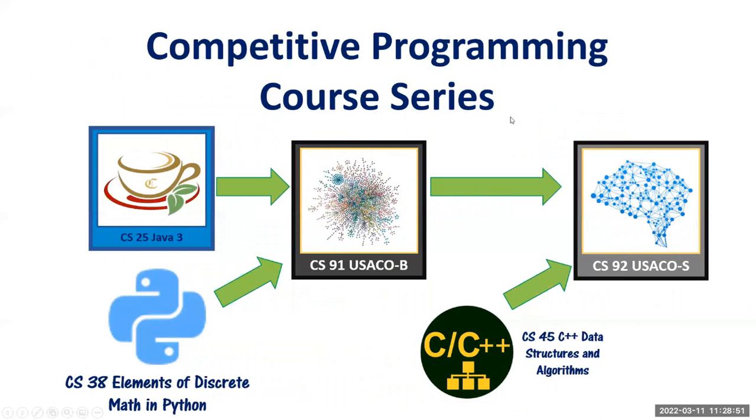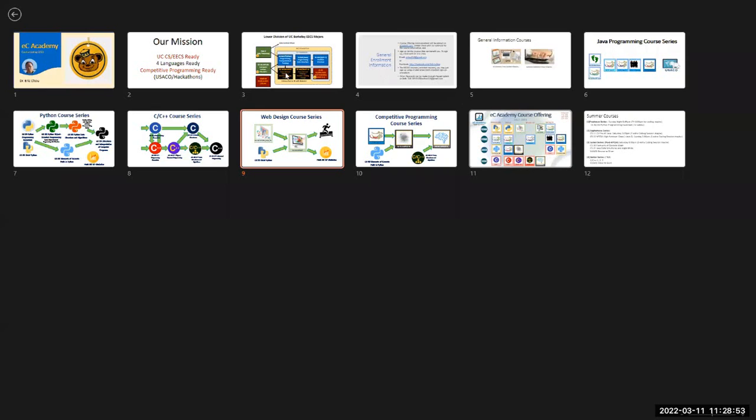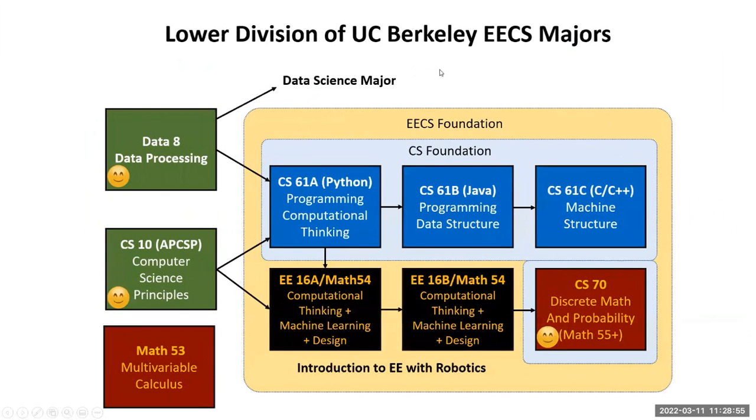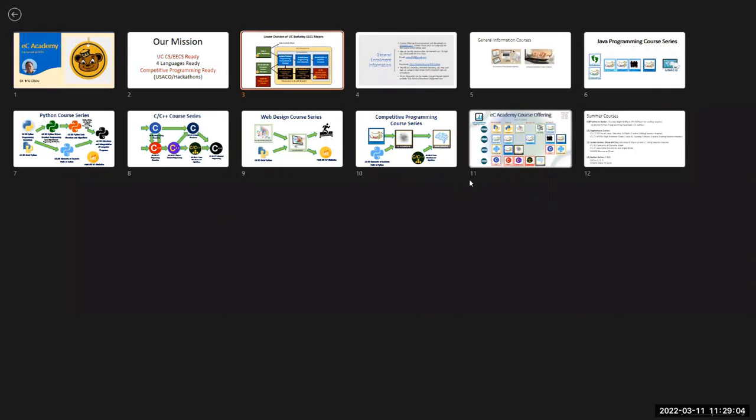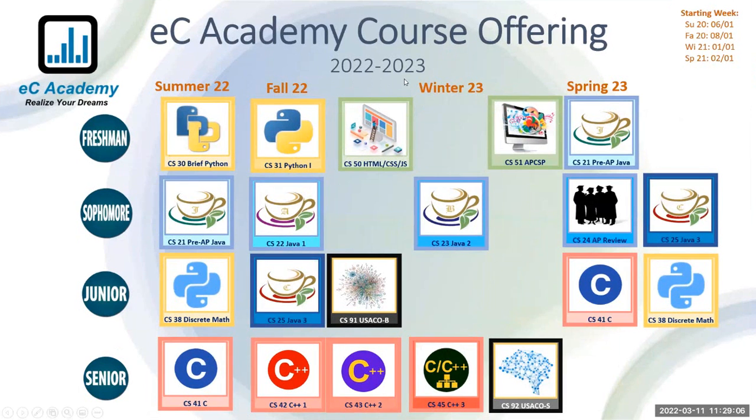So these are our course series, and we basically support the requirement for all of the UC schools for the computer science and X majors, okay? Now, this school year 2022 and 2023, for the freshman student, if you are in the first year of computer science, we call it freshman year.